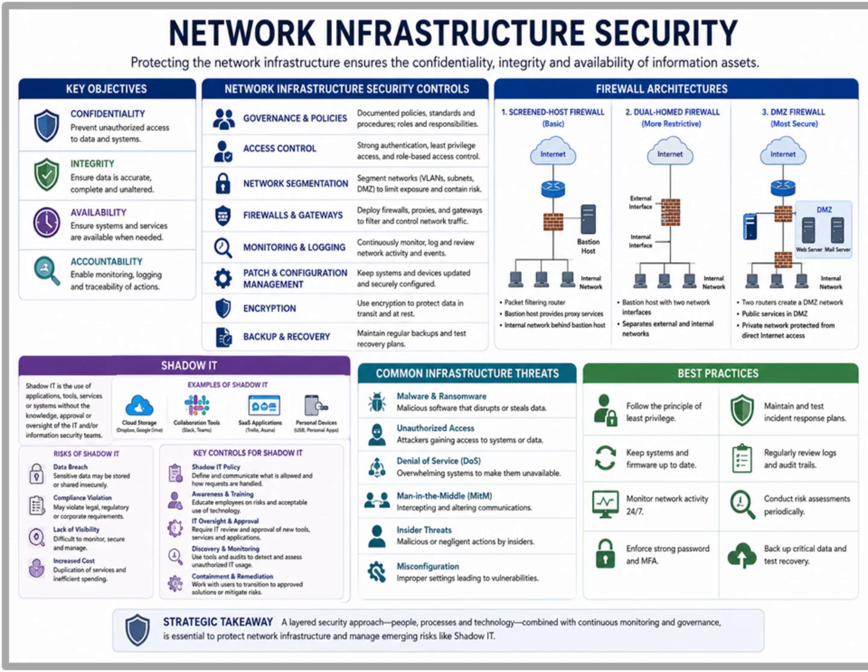To reduce these risks, organizations should follow best practices such as enforcing least privilege, using strong authentication and multi-factor authentication, monitoring network activity continuously, reviewing logs regularly, maintaining incident response plans, and testing backup and recovery processes. The key takeaway is that network infrastructure security requires a layered approach that combines people, processes, and technology. Strong governance, secure architectures, continuous monitoring, and proactive risk management are essential to protecting modern enterprise networks and information assets.